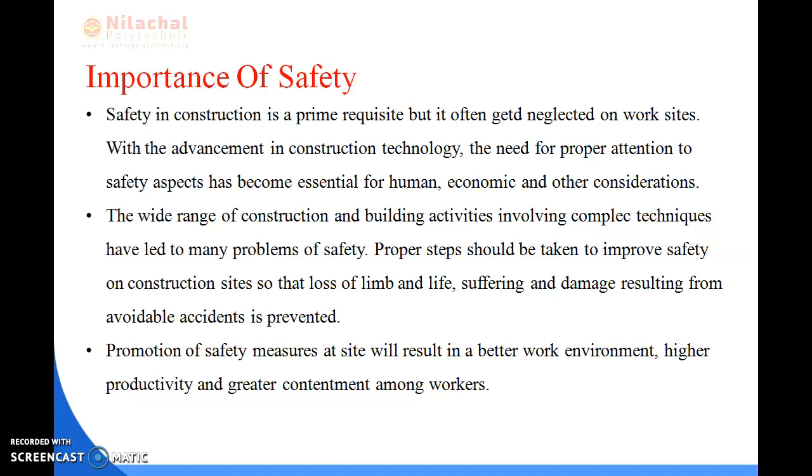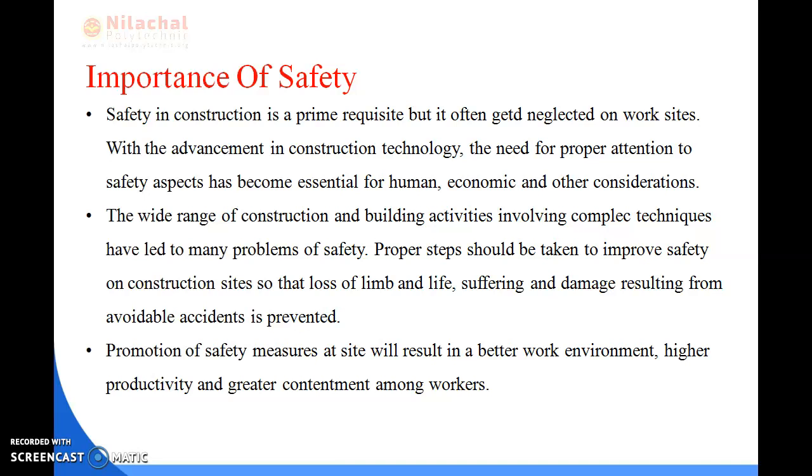Next is importance of safety. First heading: how safety is important for all of us. As all of us know, mainly in construction it is very important, because if we neglect safety on a construction site, then any accident or harm can occur. We can say that safety in construction is a prime requisite, but it is often neglected on the work sites. With the advancement in construction technology, the need for proper attention to safety aspects has become essential for human, economic and other considerations.